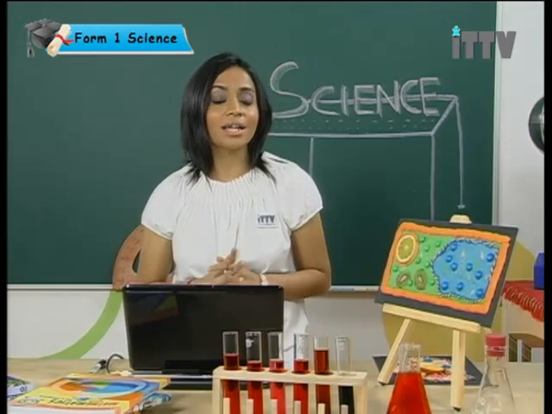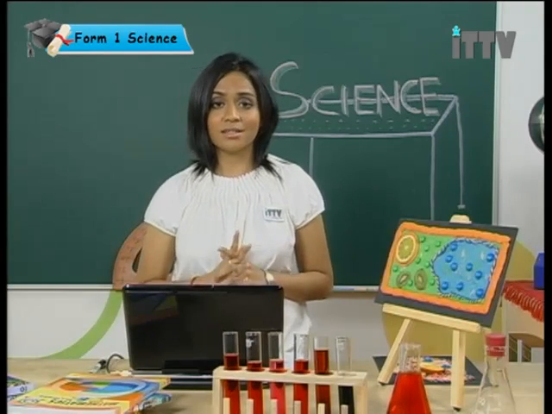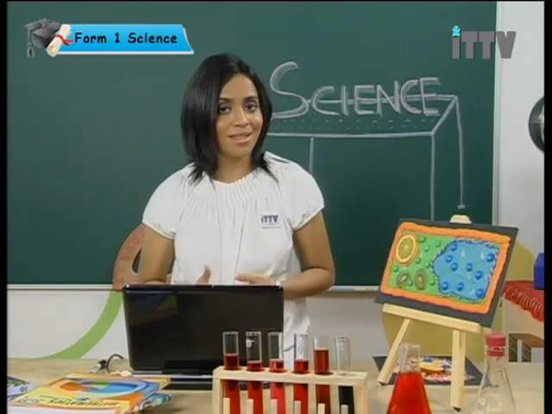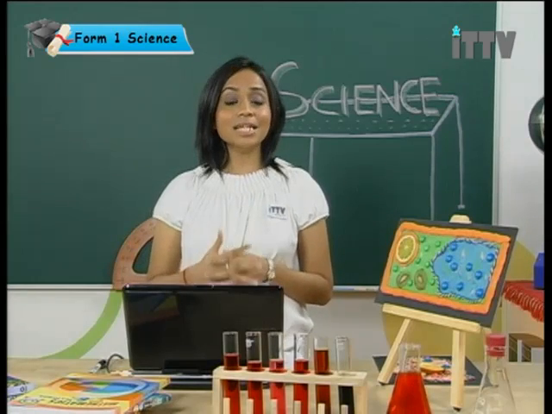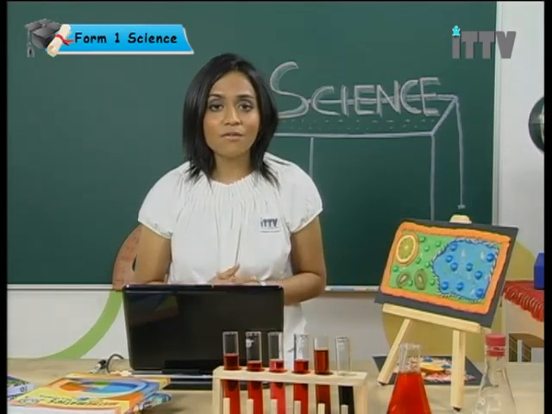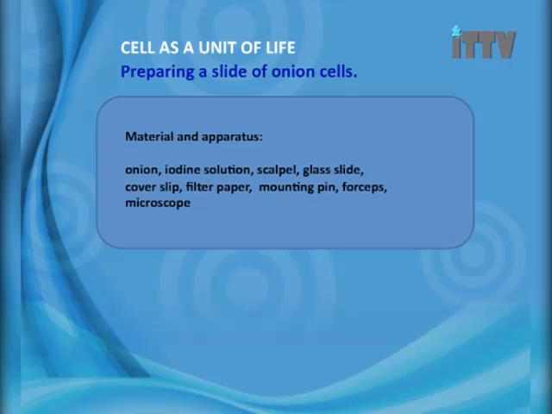How do you prepare an onion cell? Remember that an onion cell is actually an example of a plant cell. Let's see what the materials and apparatus needed for this experiment are. Onion, iodine solution, scalpel, glass slide, cover slip, filter paper, mounting pin, forceps, and microscope.